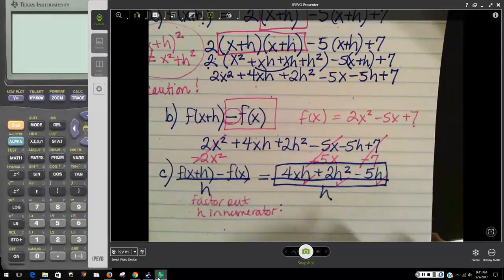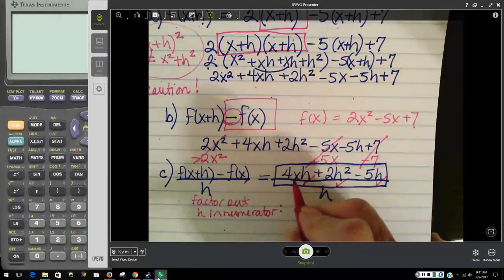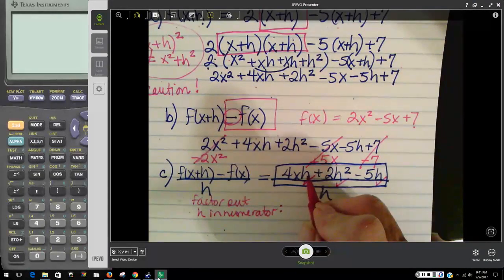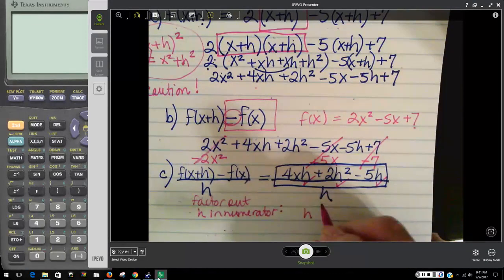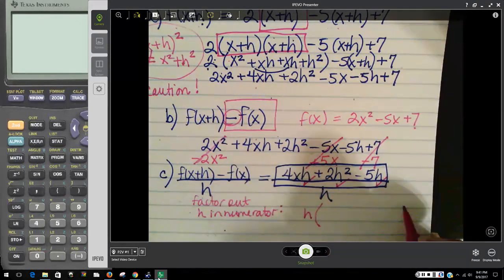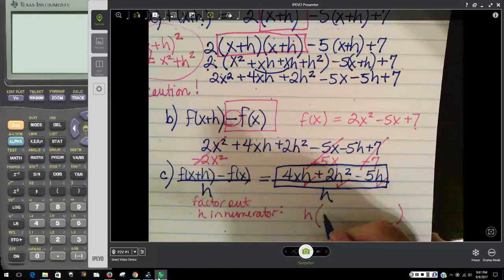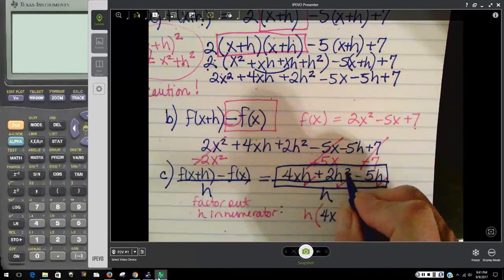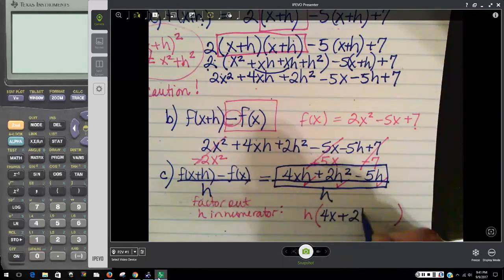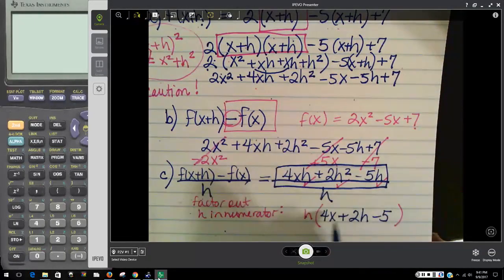And here's how we're going to do it. 4xh, we're going to factor out the h. And that's going to leave us with 4x, because 4x times h is 4xh. Plus 2h squared, well, if we factor out one of the h's, that leaves us with 1h to go with the 2. And then minus 5 times h is minus 5h. And that's all divided by h.